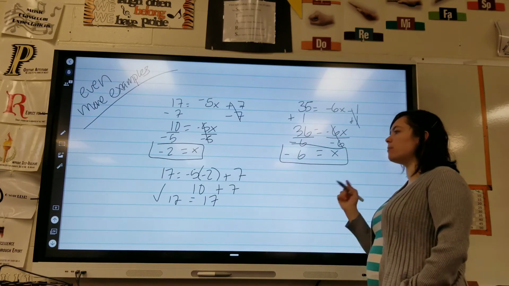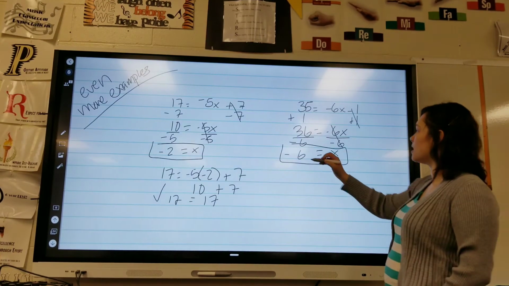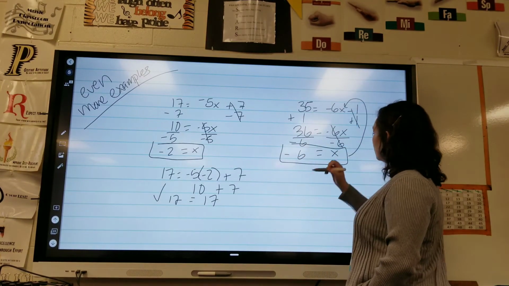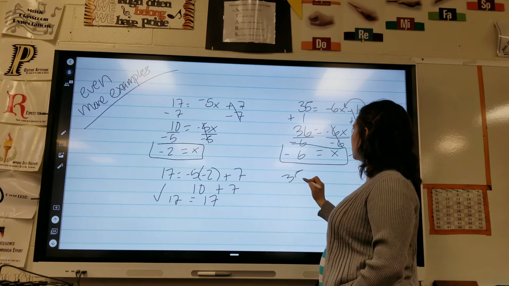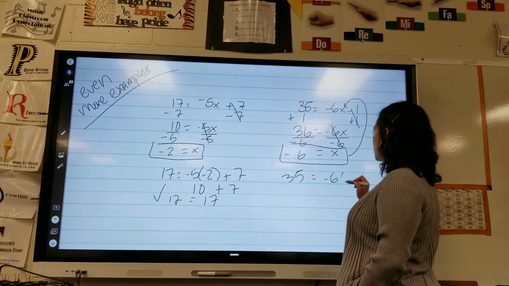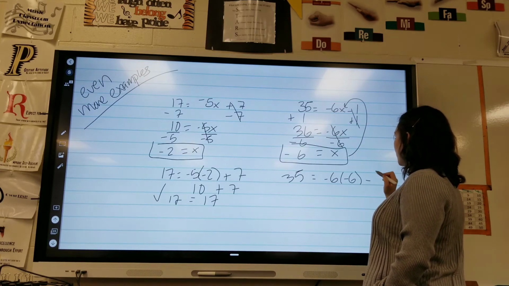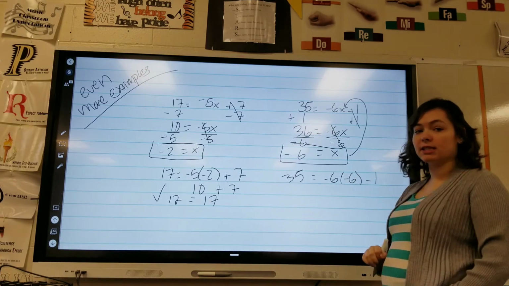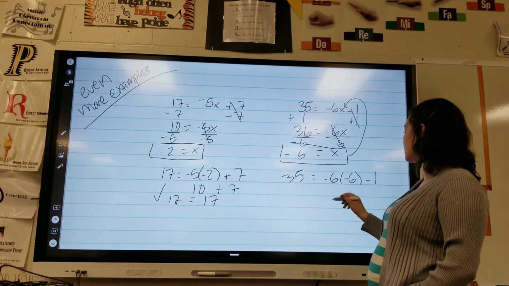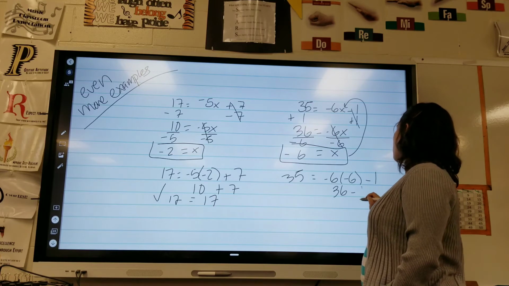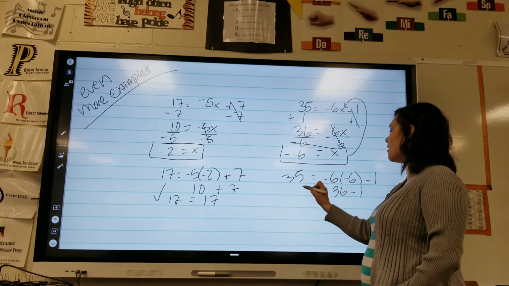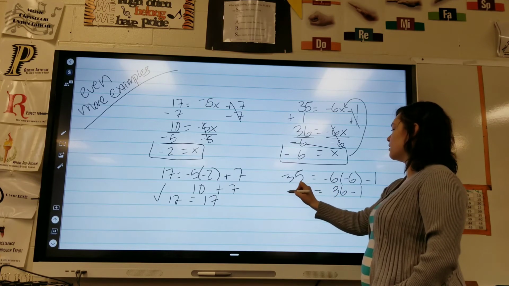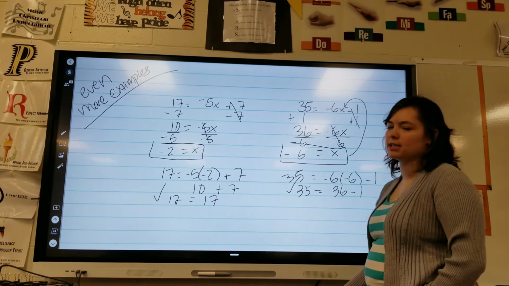That's my answer, but before I do that, I should check. So I'm going to take it and plug it in. 35 is equal to negative 6 times negative 6 minus 1. Negatives times together equal a positive, and it's 36. 36 minus 1, sure enough, does equal 35. Therefore, it works. Your answer is negative 6.